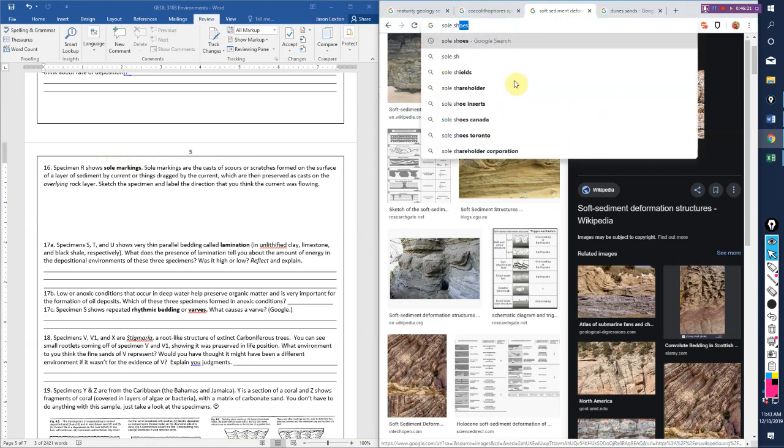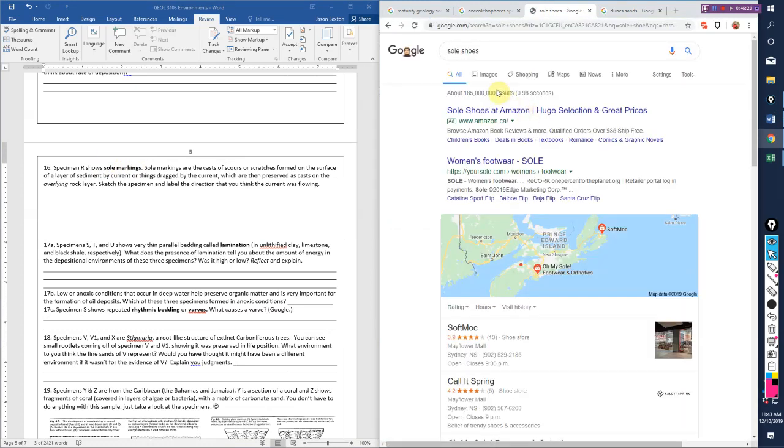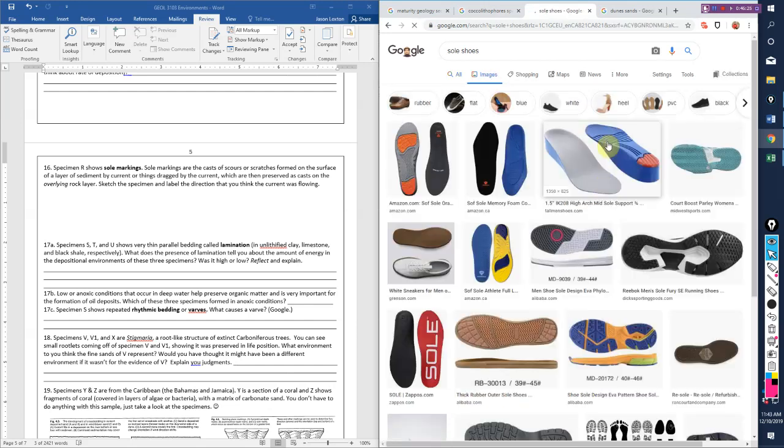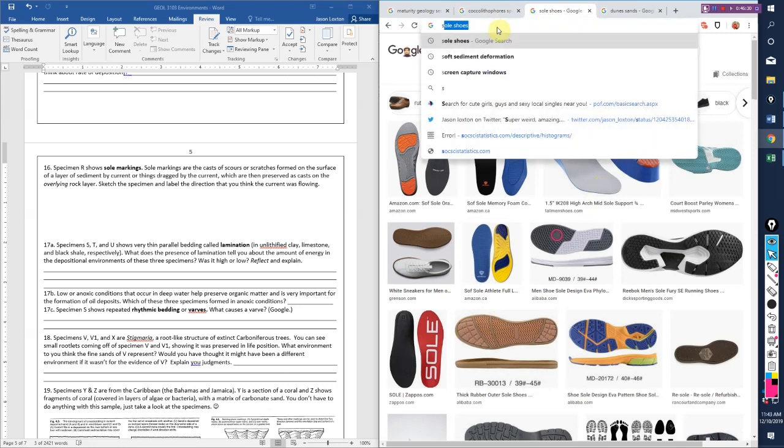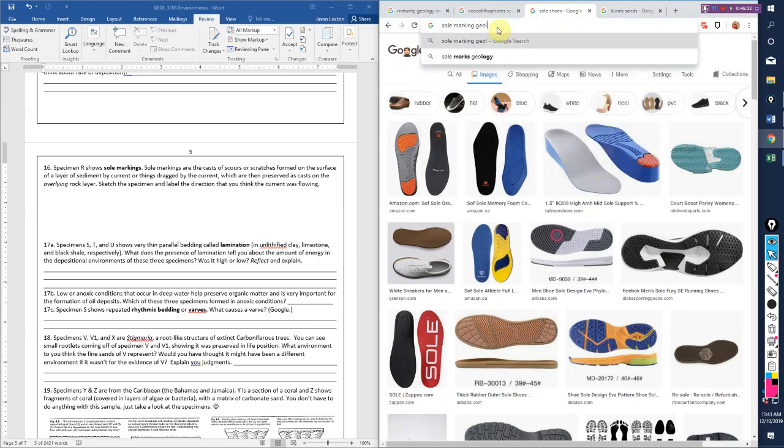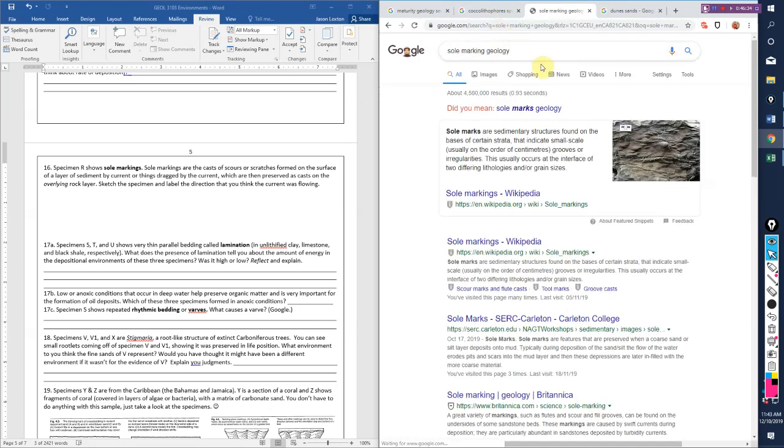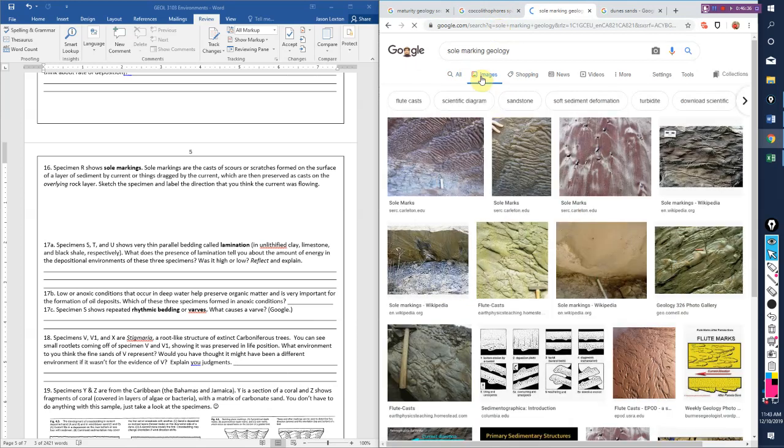I mean like the sole of a shoe. So the sole of a shoe is what? It is the bottom of the shoe. So here are some soles of the shoe. If I look at sole markings in geology, why they are called sole markings, here are some sole markings, is because they always occur on the bottom of a bed. So let me explain that.